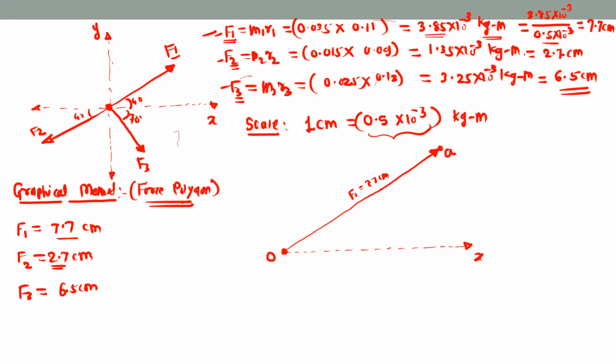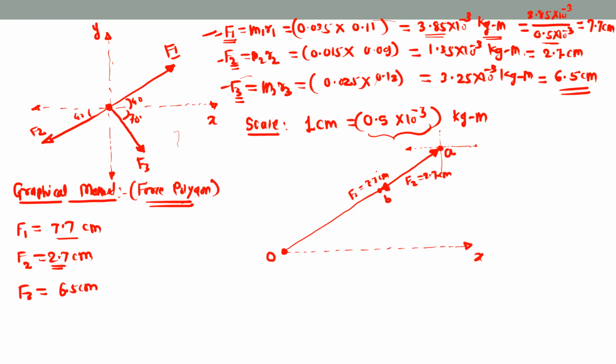So from this point, that is the last point of the first vector, you can draw the reference axis here, that is the X and Y axis. And now take this angle 40 degree from this negative axis. So it is exactly in the opposite direction to the first vector, and draw the length 2.7 centimeter somewhere here. So this is the F2, which is 2.7 centimeter. So this is the point B. That is, vector AB is nothing but force F2.